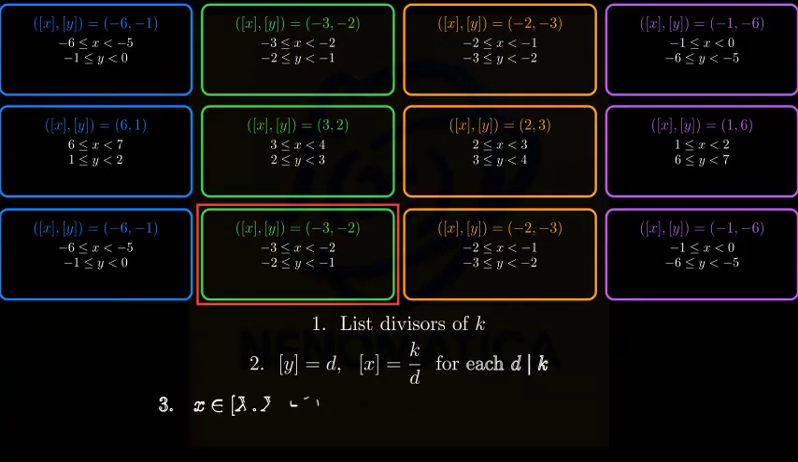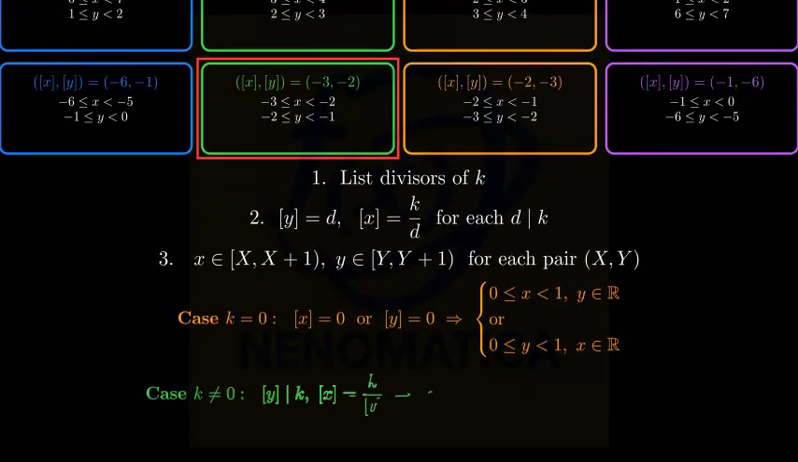To summarize the general algorithm for non-zero k. Step 1, list all integer divisors of k. Step 2, for each divisor d set floor of y equal to d and floor of x equal to k over d. Step 3, convert each integer pair into real intervals using the definition of the floor function. The union of all these strips gives the complete solution set.